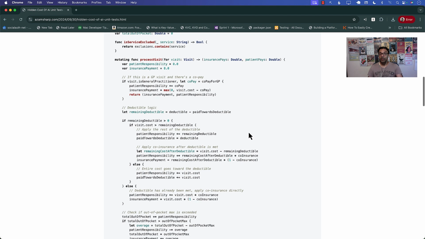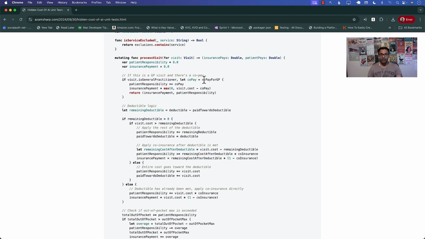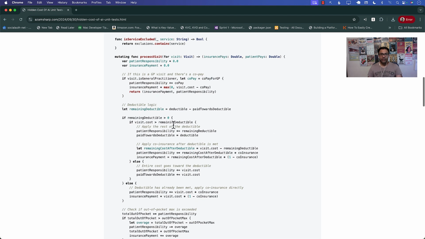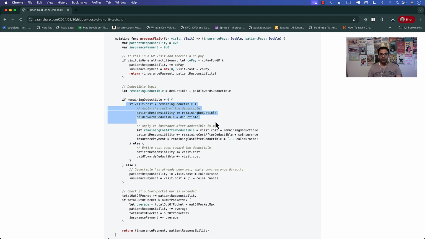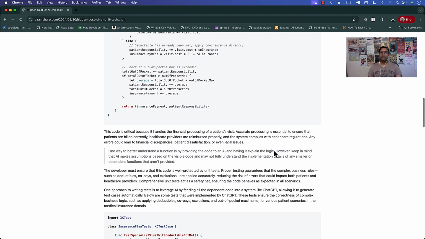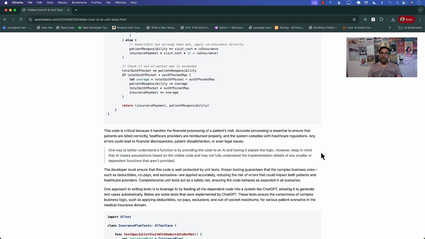I don't know what's going on in this function. What are these things? Copay for GP? What is GP? What is this check doing over here? What are all these one minus coinsurance? What does that even mean? So all of these things are domain rules. And the only way to write tests for these domain rules is to actually understand the domain, right?